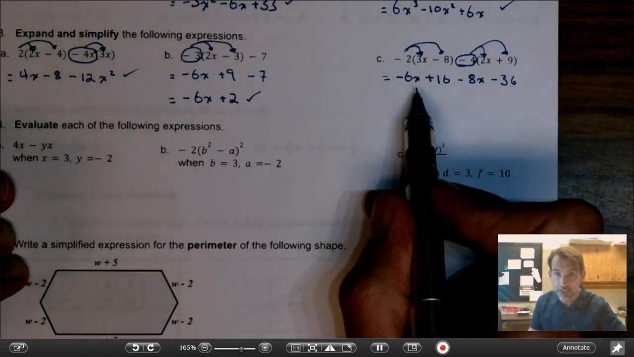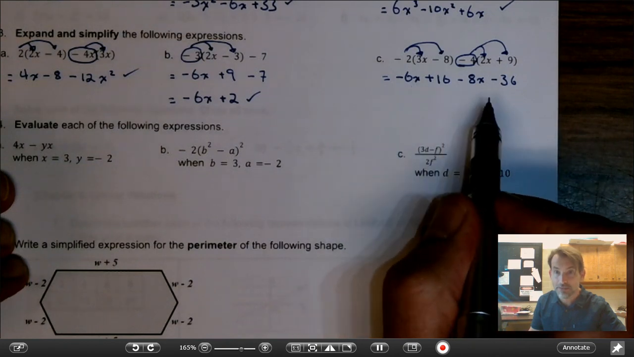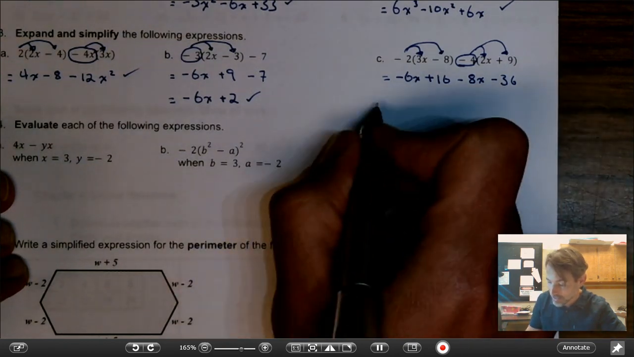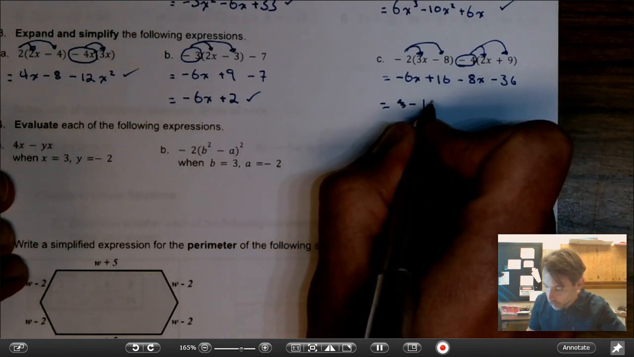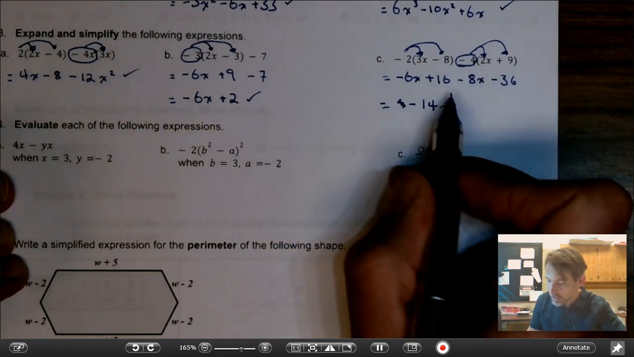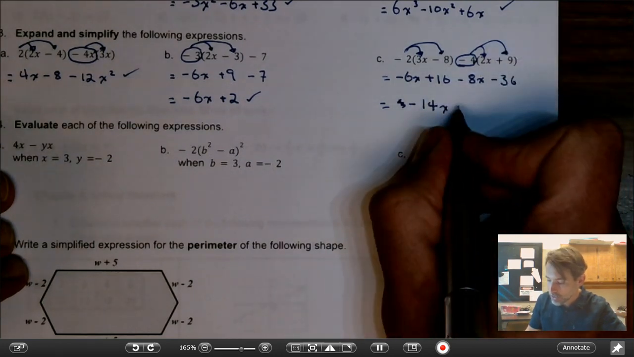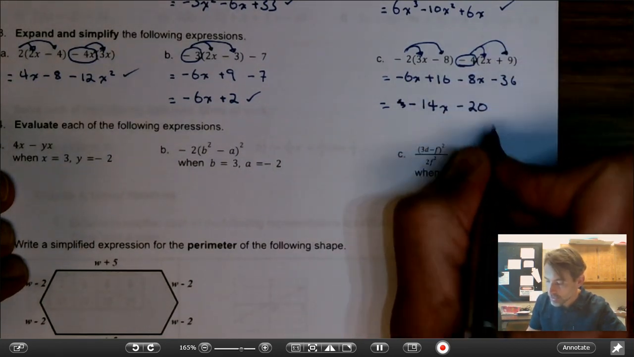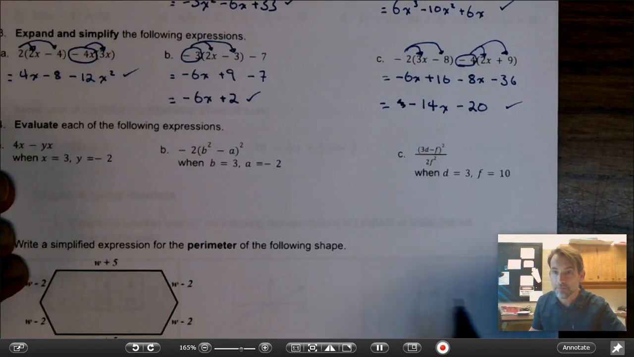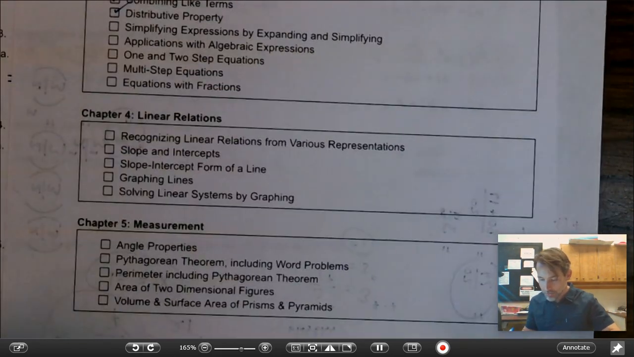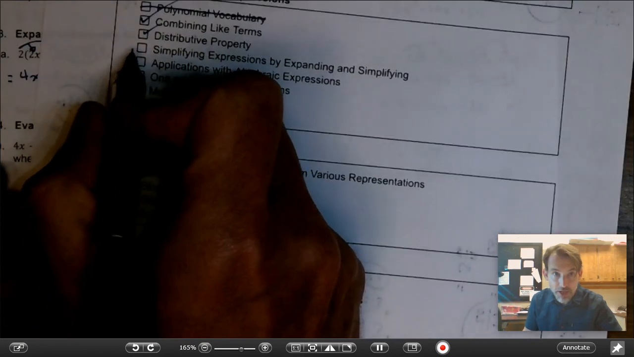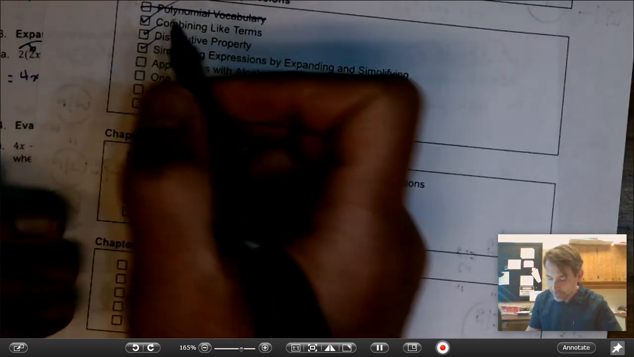And now we can combine like terms. Minus 6x minus another 8x gives us negative, that's weird, negative 14x. And then positive 16 minus 36 is minus 20. And that's done. Final answer. Okay. So this is how you simplify expressions by expanding and simplifying.